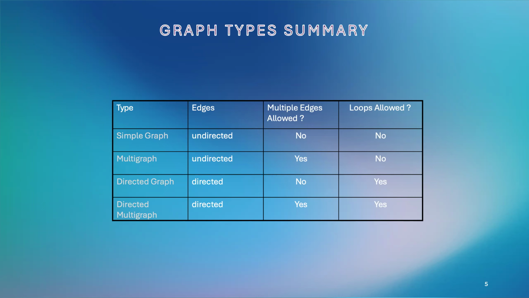So in a simple graph, we have undirected edges, no multiple edges are allowed, and no loops are allowed. In a multigraph, we have undirected edges, multiple edges are allowed, but there are no loops. In a directed graph, we have, of course, directed edges, no multiple edges are allowed, and loops are allowed. And in a directed multigraph, we have directed edges, and both multiple edges and loops are allowed.